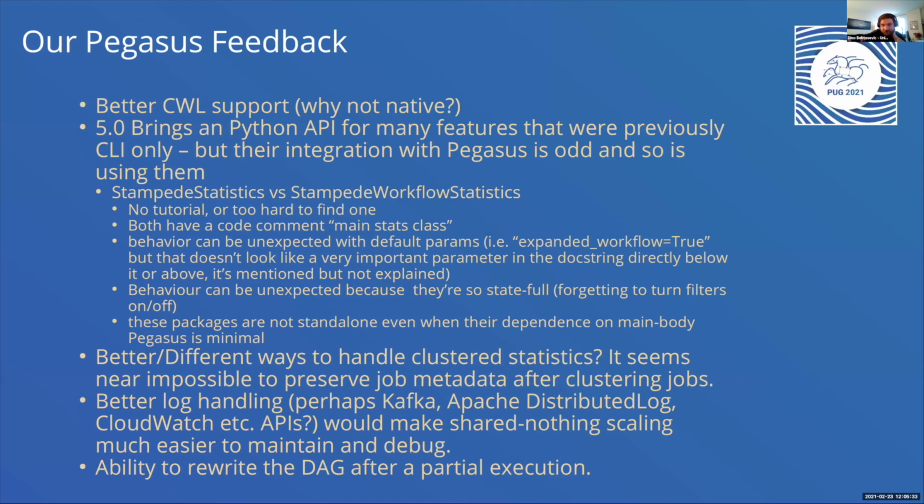Ability to rewrite the DAG after a partial execution would be nice. I either don't know how to do it or have never done it successfully, and it's an opinion shared by people also from Rubin, who would like to see more workflow-oriented tools, or would like to learn more about workflow-oriented tools, how to manage multiple workflows at the same time, etc. Those are all things they would enjoy.